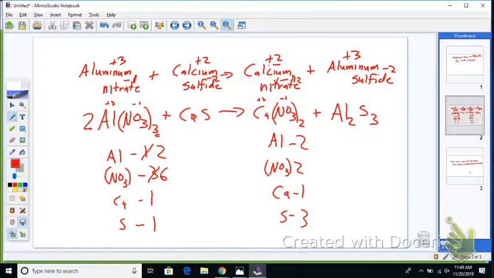Now I'll go to my nitrate, my next one. I'll just go down the row. So I got 6 NO3s, and over here I have 2. So I want to get 6 of those, so I'm going to put a 3 in front. When I do that, it gives me 3 calciums and 6 NO3. So the first 2 are balanced.